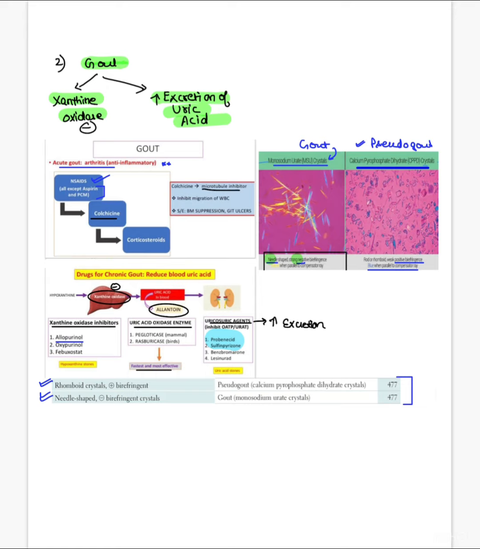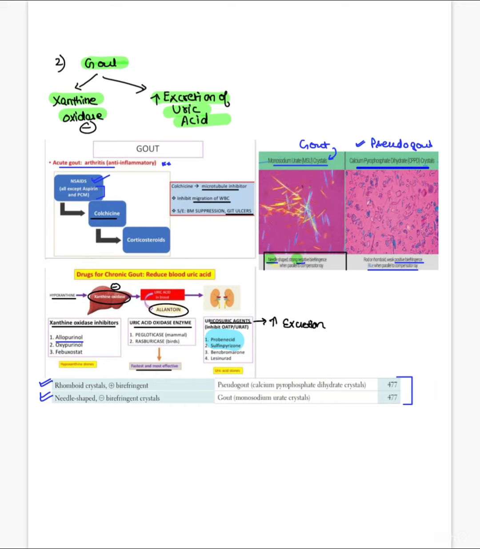Colchicine is a microtubule inhibitor. The advantage is that it is a very fast acting drug and it inhibits the migration of WBCs, but it can cause GIT side effects. That is the problem with colchicine. Then we come to corticosteroids if colchicine does not act. In chronic gout, hypoxanthine is converted to xanthine with the help of the enzyme xanthine oxidase. If we inhibit this enzyme, uric acid formation will decrease.